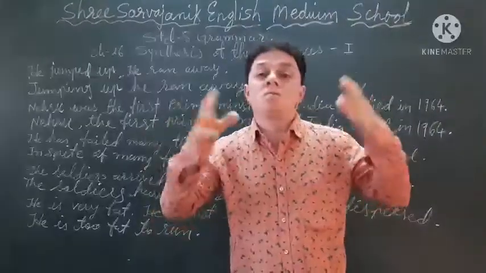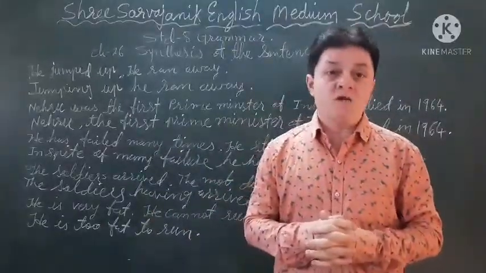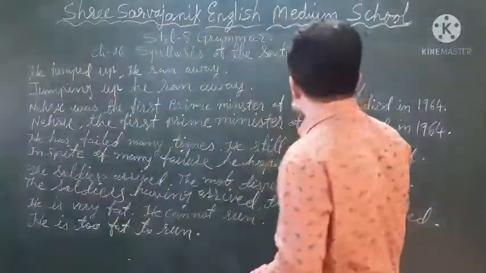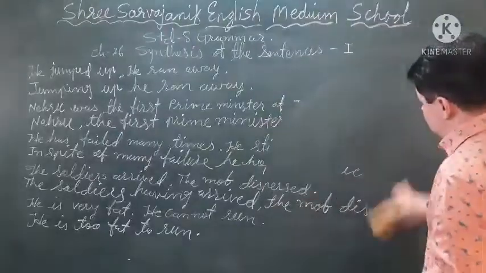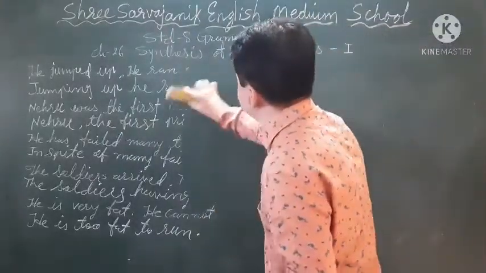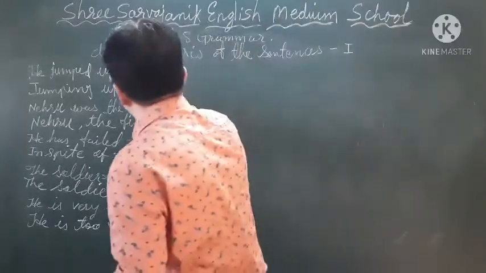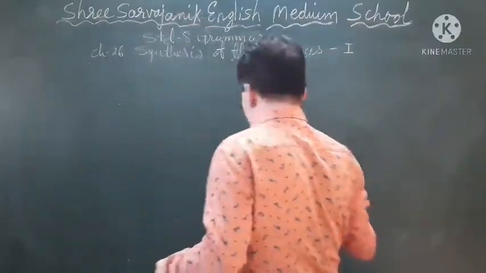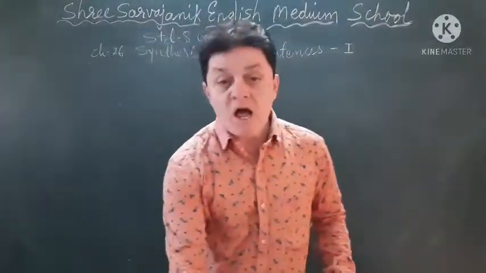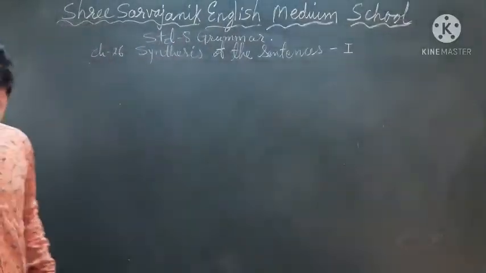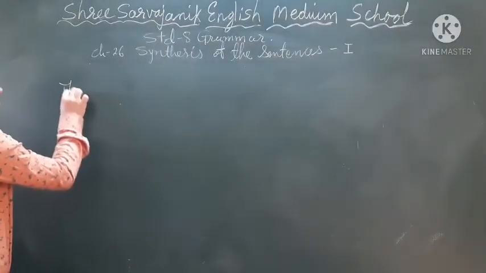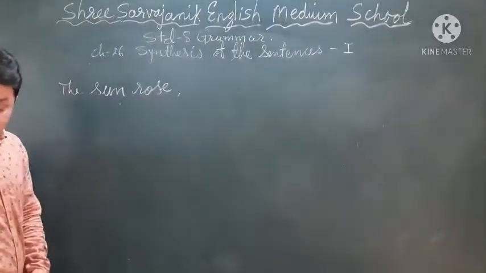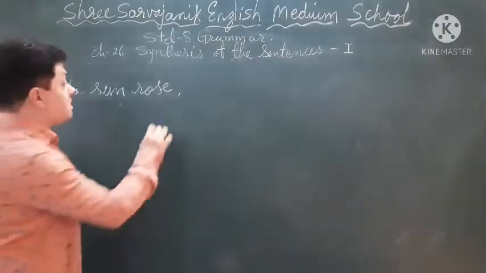Maybe sometimes two or more sentences are there. To join them, you will have to do some more practice. Now, I will tell you its exercises and its answers. If you practice very nicely, you will get the proper idea for combining the sentences. I will give you one more sentence. The sun rose, the fog disappeared.